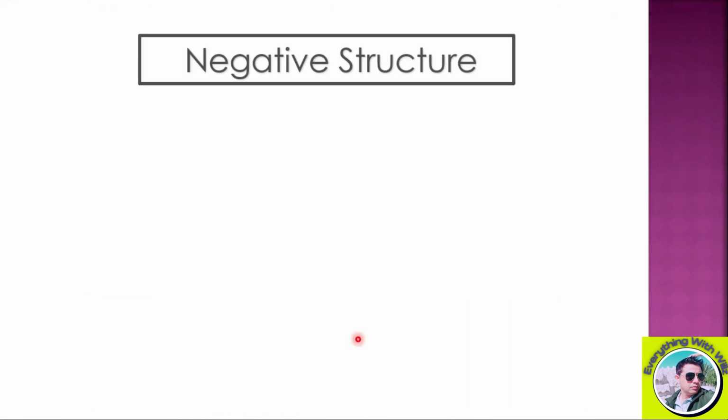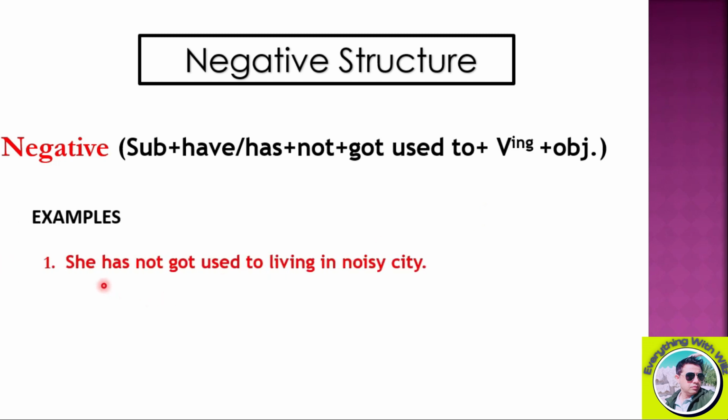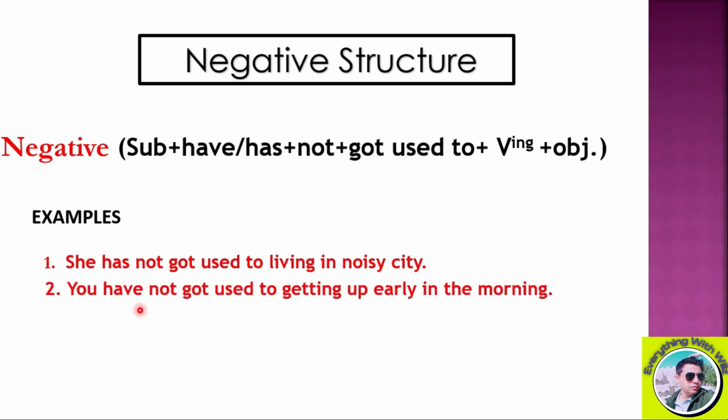So now let's take example of the negative structure. In the negative structure we use subject, have or has, not, got used to, ing form of the verb, and object, full stop. For example, she has not got used to living in noisy city. You have not got used to getting up early in the morning.